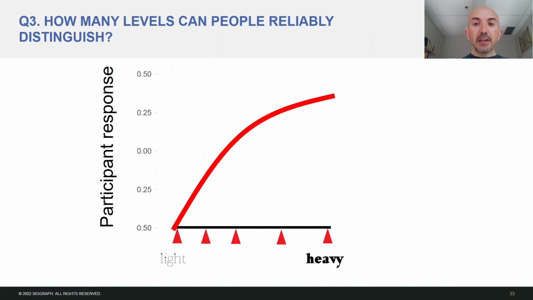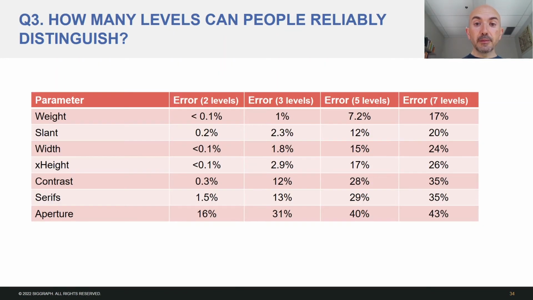And this characterization is useful to answer the third question, which is about how many levels people can reliably distinguish. To determine how many levels, we need to first place the levels in the original positions, for which knowing the curve is necessary. And this is the result about this question.